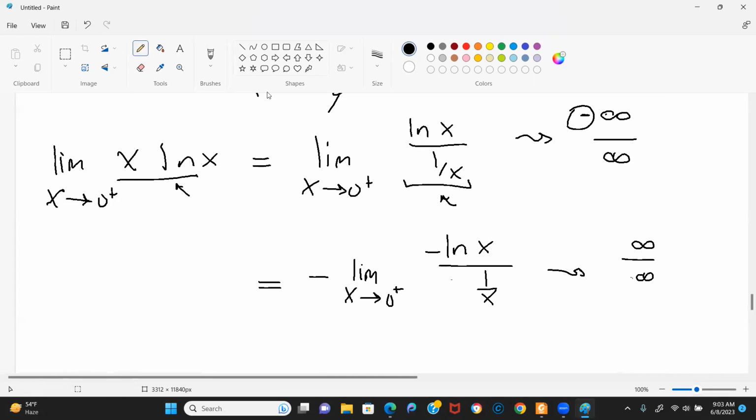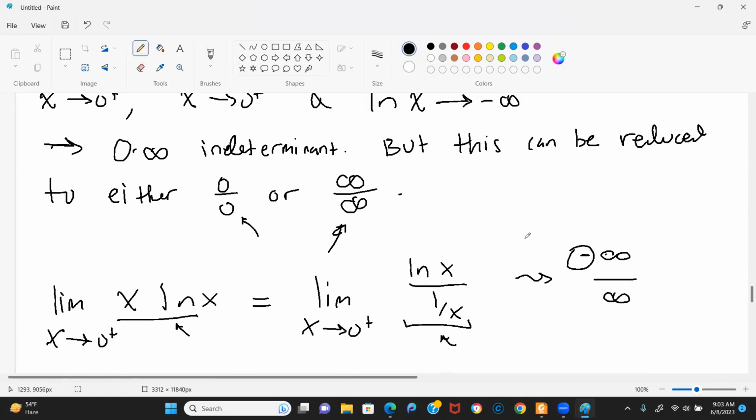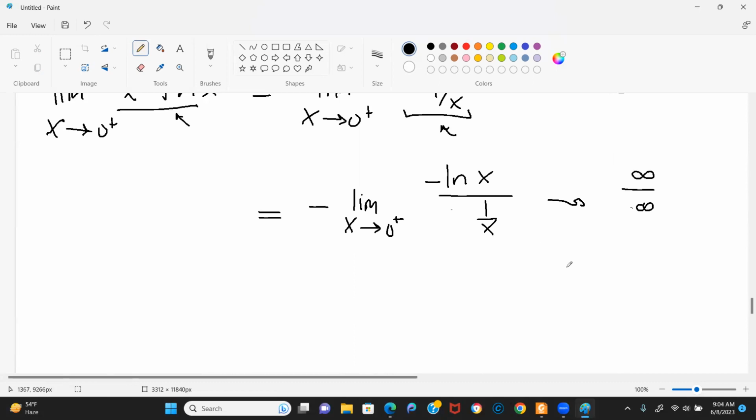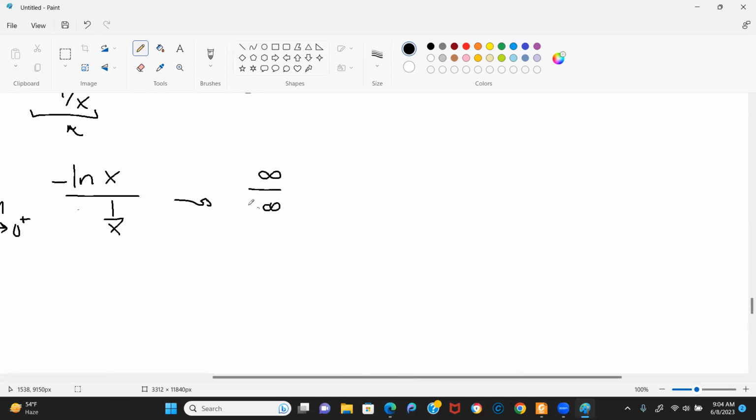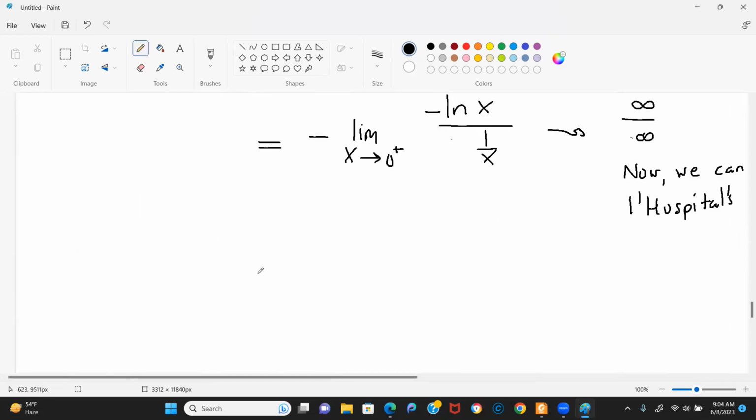So now we can apply L'Hopital's rule. We have not used L'Hopital's rule yet. We're just doing formal manipulation, some crazy algebra. But now we can apply L'Hopital's rule because we have infinity over infinity. And so according to L'Hopital's rule, we have to differentiate the numerator and the denominator separately.